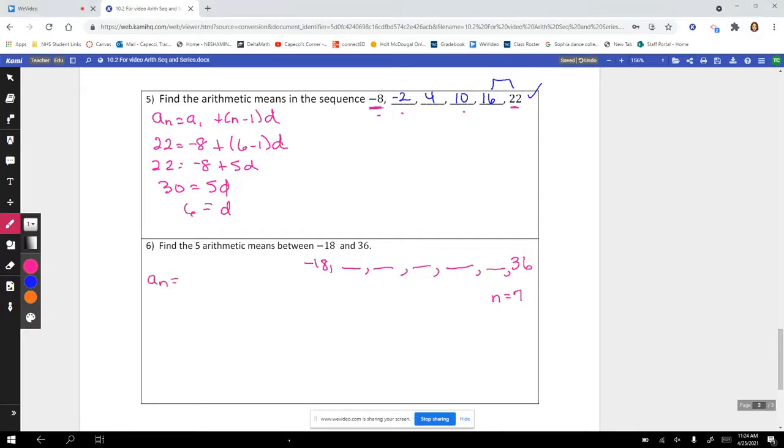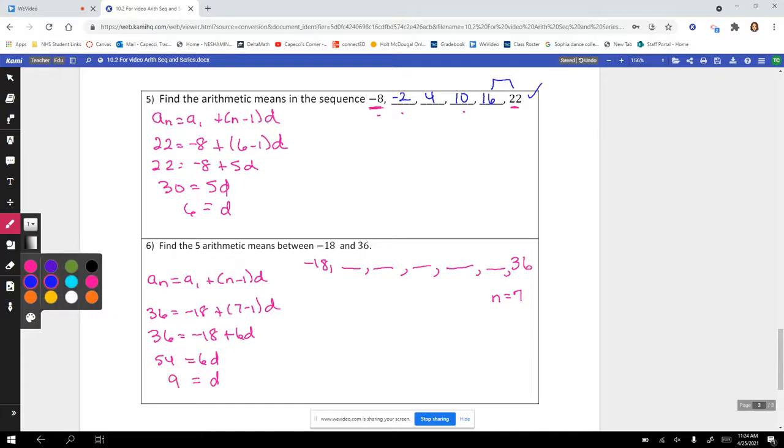So I have a sub n is equal to a sub 1 plus n minus 1 times d. Well, my last term is 36. My first term is -18. And again, I don't know what my d value is. I'm not sure how much I'm going to add along the way. So I'm going to take 7 minus 1 times d, which is 36 is equal to -18 plus 6d. Add that 18 to the other side. 54 is equal to 6d. So my d value is going to be equal to 9.